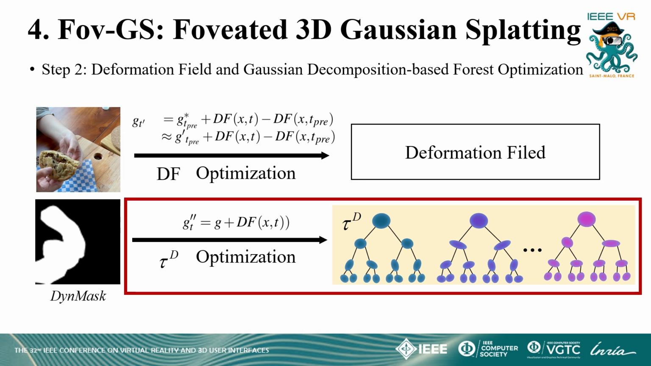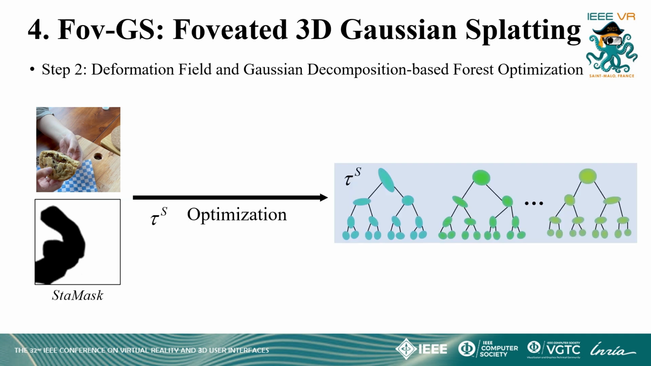Next, we use the optimized deformation field to calculate the deformed Gaussians at the current time. At this point, the image loss is entirely due to the inaccuracy of the dynamic Gaussians, and we optimize the Gaussian properties based on this loss. For the static Gaussian trees, we perform a masking operation on the ground truth image based on the static mask and optimize the properties of static Gaussians.